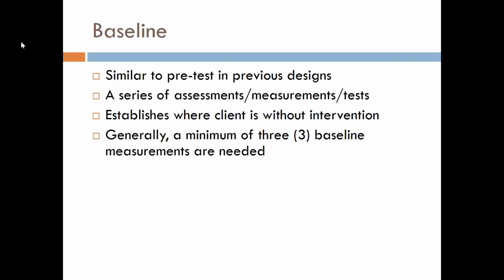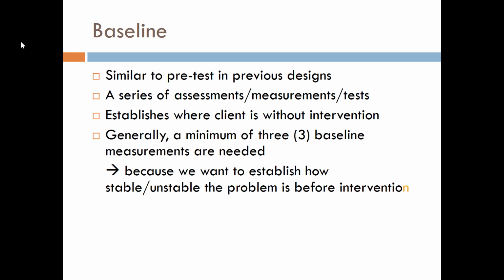So generally speaking, a minimum of 3 baseline measurements are usually needed in order to see if there's a pattern. This can be accomplished during the initial stages of a therapeutic relationship where you're building rapport and engaging with the client. It's just that at maybe the first, second, and third week that you're working with the client, you also take these measurements to see where they're at in the problem area. Because basically we want to establish how stable or unstable the problem is before the intervention.